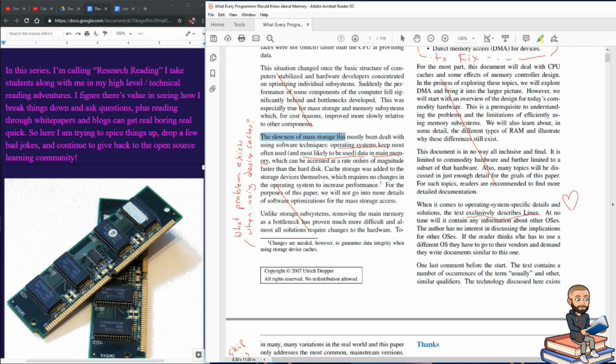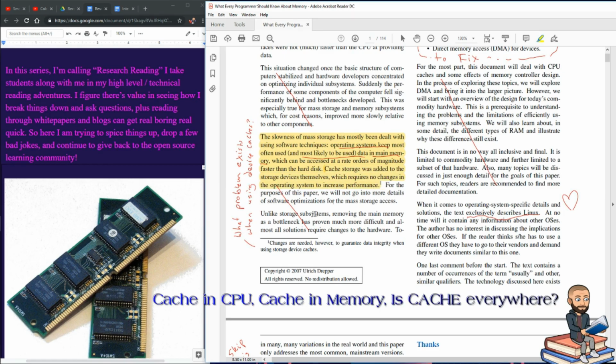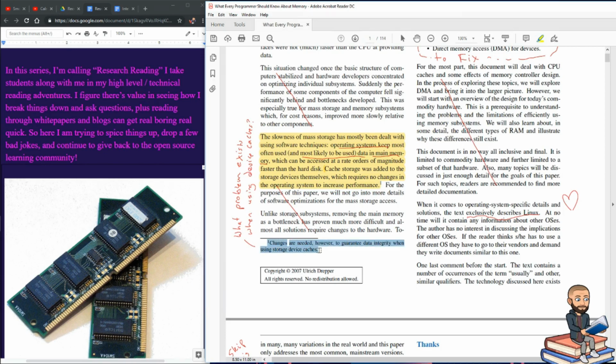The slowness of mass storage has mostly been dealt with using software techniques, that is, operating systems keep most often used and most likely use data in main memory, which can be accessed at a rate orders of magnitude faster than the hard disk. Nothing new about this, but something maybe less well known about is caches. Cache storage was added to storage devices themselves, which requires no changes in the operating system to increase performance. And so we get our little one footnote right there. It says changes are needed, however, to guarantee data integrity when using storage device caches.